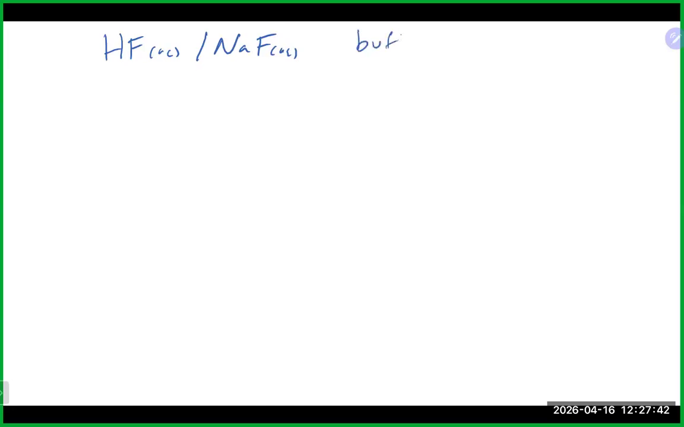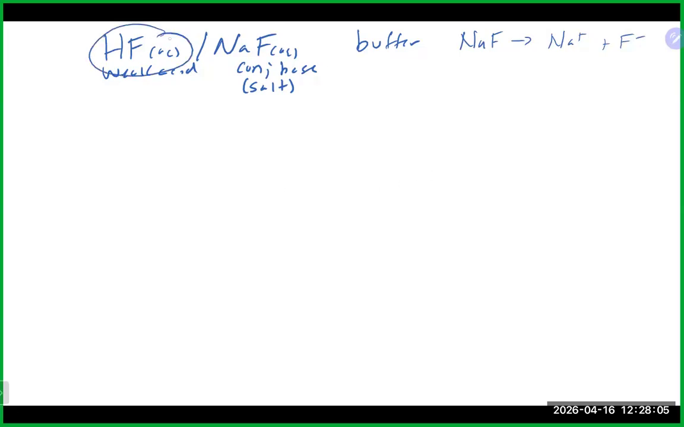This is a buffer in this case, and I know this is a buffer because this is a weak acid and this is its conjugate base. This is really the salt of its conjugate base. Now, sodium fluoride is a salt, which means it is going to break apart into a sodium ion and a fluoride ion. And the actual buffer parts are these two guys. That is HF, which is a weak acid, and that's its conjugate base there, the F minus. Again, the only difference between those two things is one H plus, right? Our Bronsted-Lowry definition. And that is our buffer in this case.